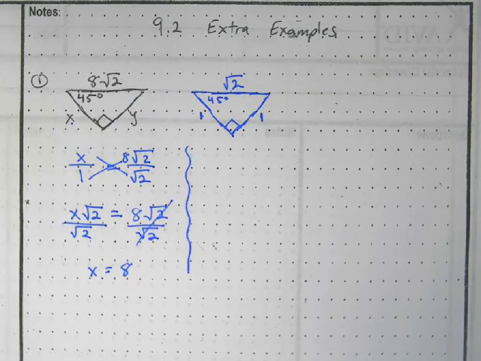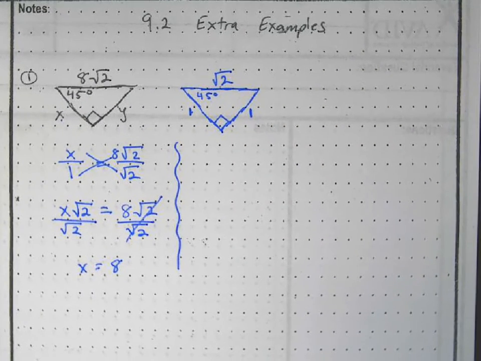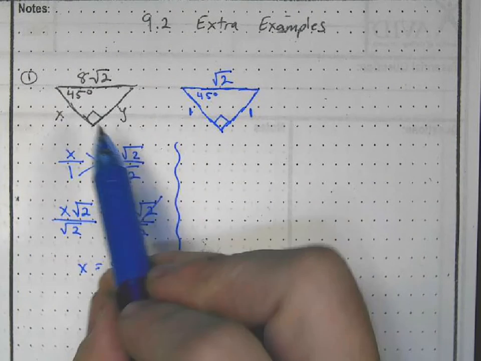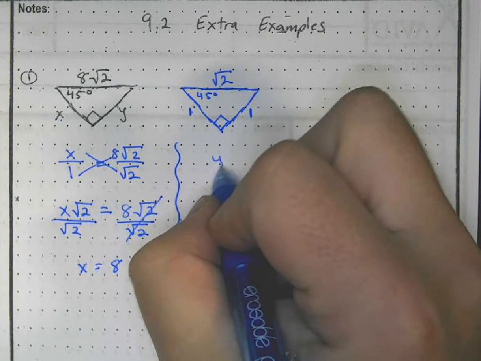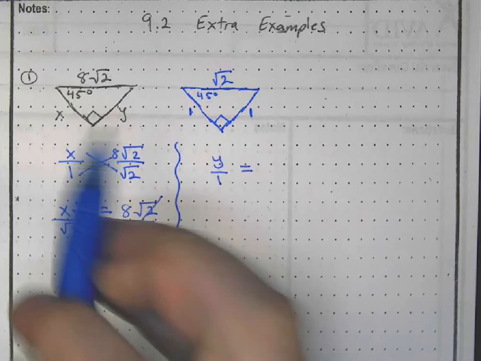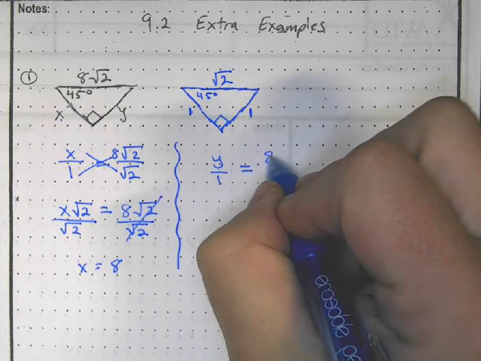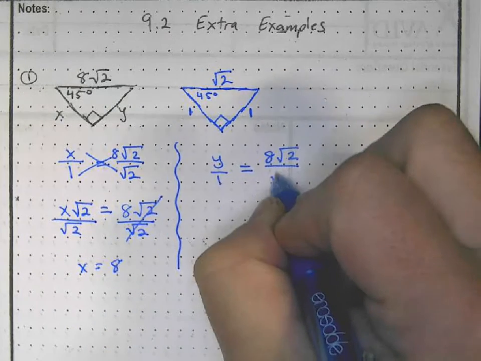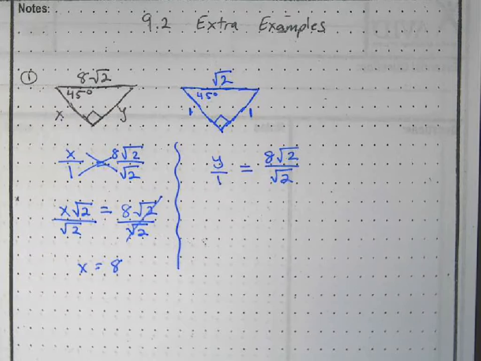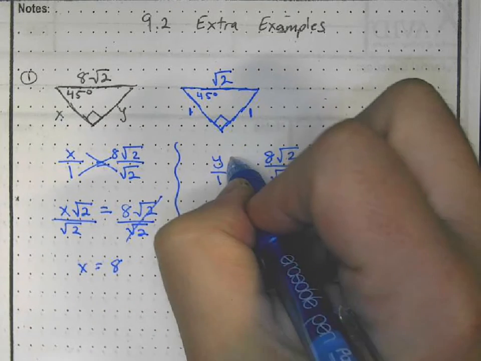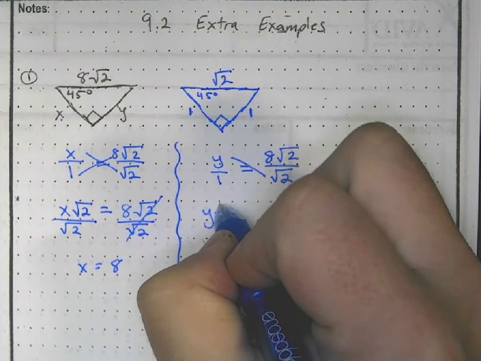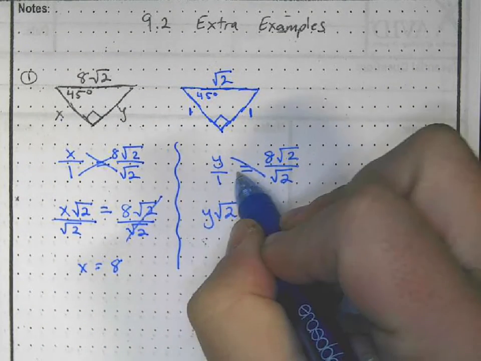Now let's solve for y. Same idea. So if you want to try this on your own, you can pause right here and see if we get the same answer. So I'm going to go right is to right, y is to 1, as top is to top, 8 root 2 is to root 2. Cross multiply, solve. Y times the square root of 2 is y root 2.